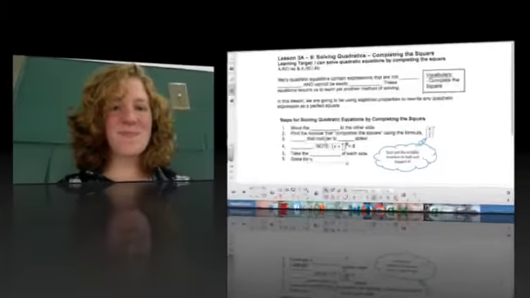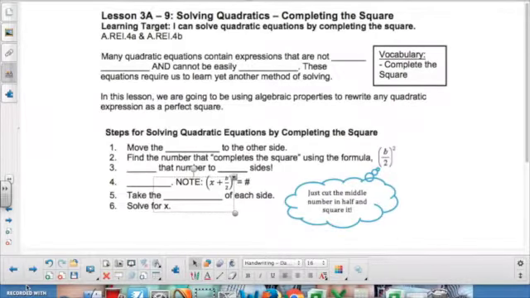So the next two lessons, the last two lessons of this unit, are going to be showing you how to solve a quadratic if it's not a factorable trinomial. So the first method is for me to do, so let's get started. The next method we're going to give you for solving quadratics is called completing the square. So our learning target is simply that I can solve quadratic equations by completing the square.